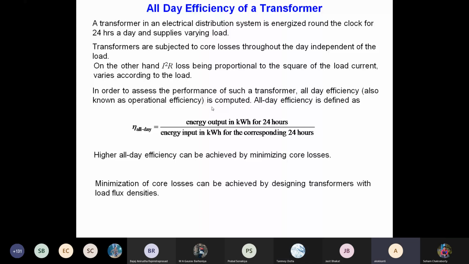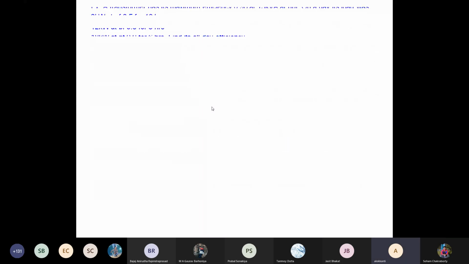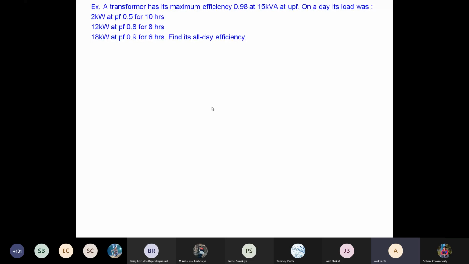Okay, sir. Because you don't have control over the load. Let us do one problem. A transformer has its maximum efficiency of 0.98 at 15 kV at unity power factor.